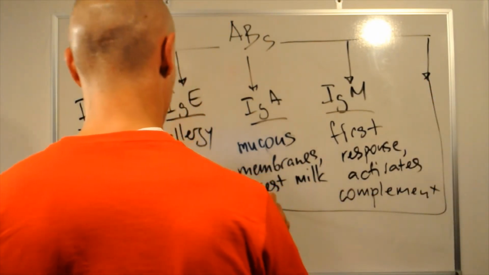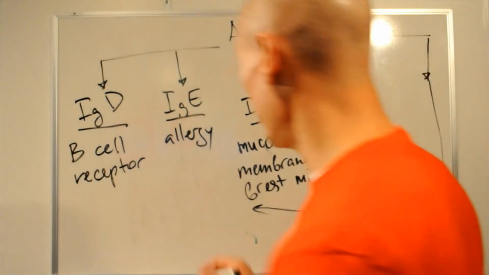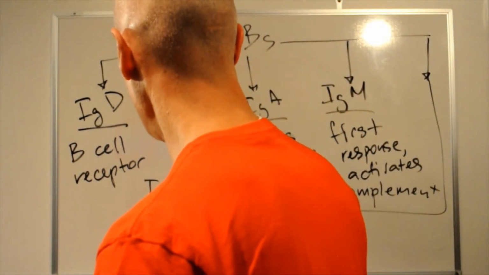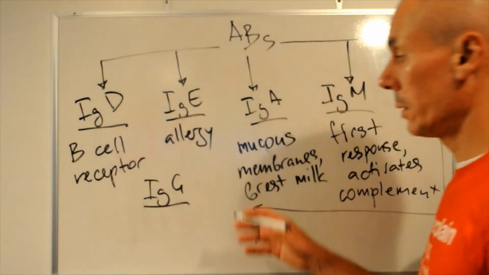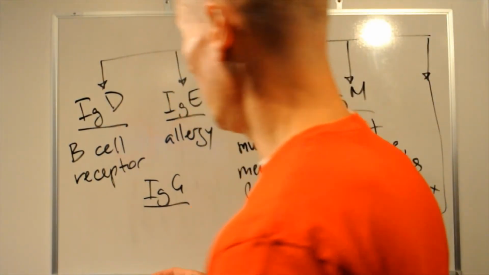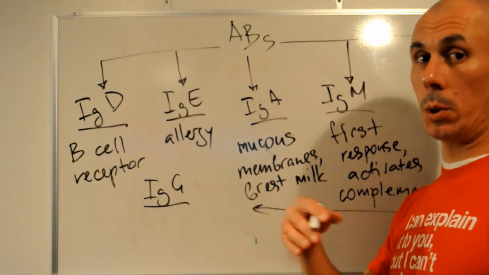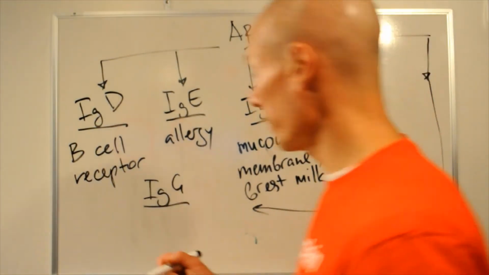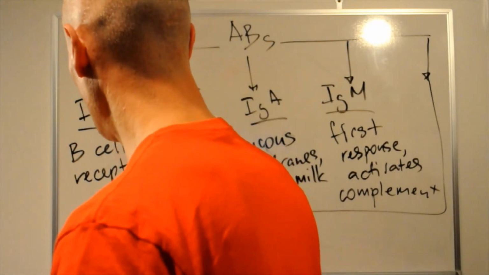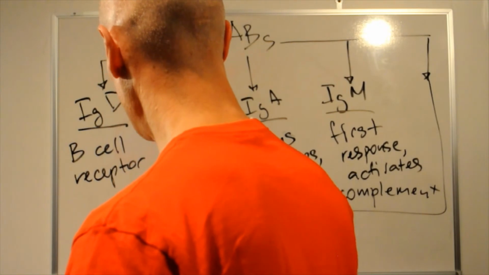Finally, that last 5th type of antibodies is IgG. So IgG is the most abundant type of antibody. It can cross placenta, so it will provide protection to a newborn child, and it very actively activates complement.